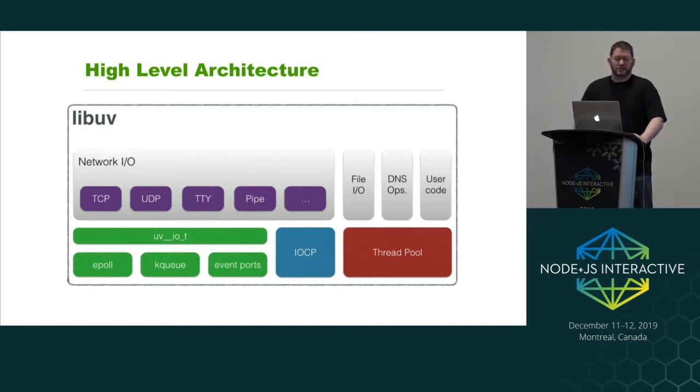One of the things that's interesting in the bottom row is, IOCP is basically how we do IO polling on Windows, but we also have things like epoll, KQ, event ports. So libuv will basically pick the best primitives for what operating system you're running on. So KQ will be used on BSDs and the Mac, epoll is used on Linux, and then event ports are on Solaris.